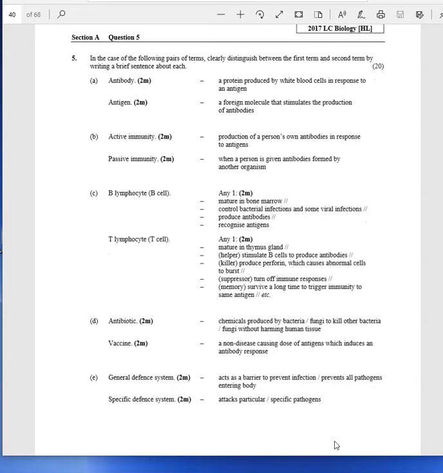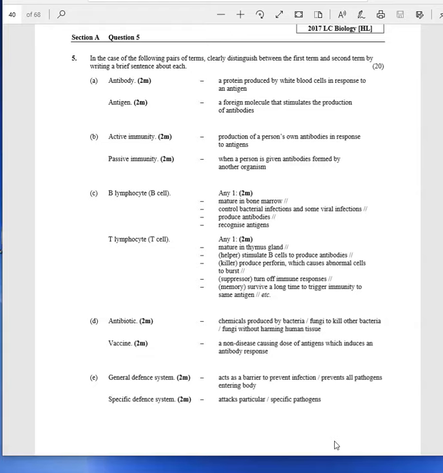Question 5, it says, in the case of the following pairs of terms, clearly distinguish between the first term and the second term by writing a brief sentence about each. So you have to write a sentence on both, and you have to name which linked to which. So the first 2 were antibody and antigen. Antibody is a protein produced by your white blood cells in response to an antigen. The particular white blood cells they're made by are your B cells. An antigen is a foreign molecule that stimulates the production of an antibody, or you could also write a protein found on the outside of cells.